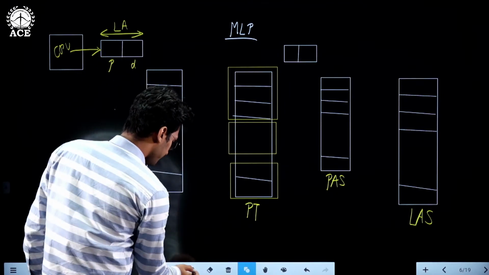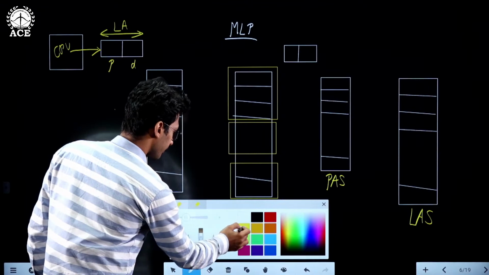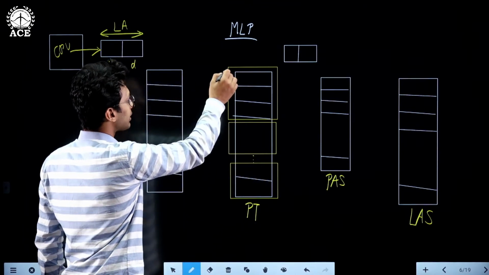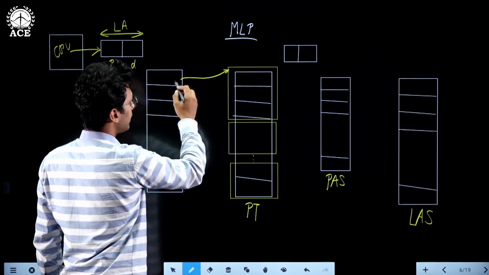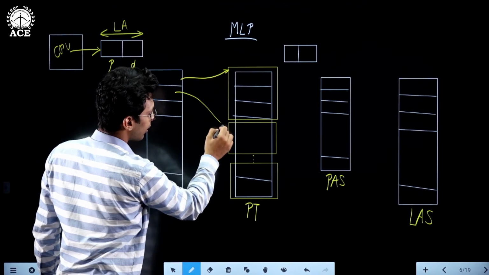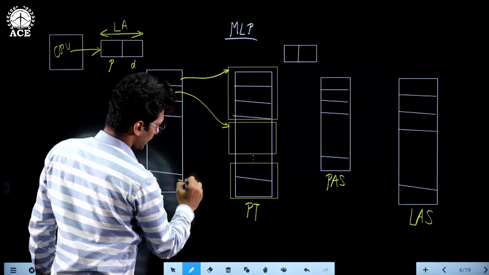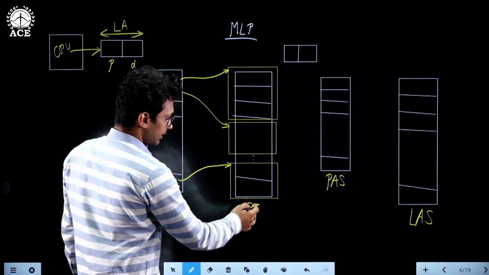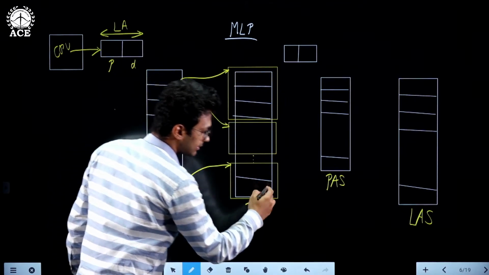Now what will we do? We'll maintain another page table with the starting addresses of these frames. This slot will point to this one, this slot will point to this one, and so on. This last slot will point to this one. This is what we'll do. This was our original page table, and this indicates what?